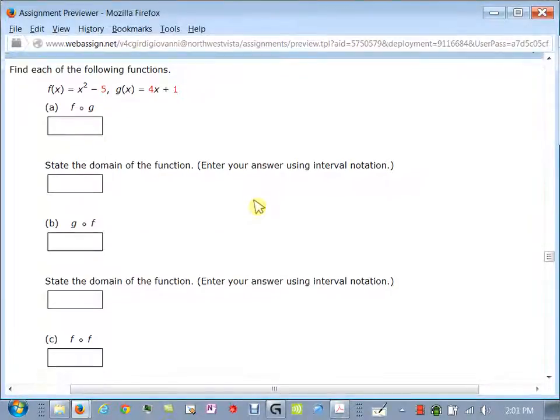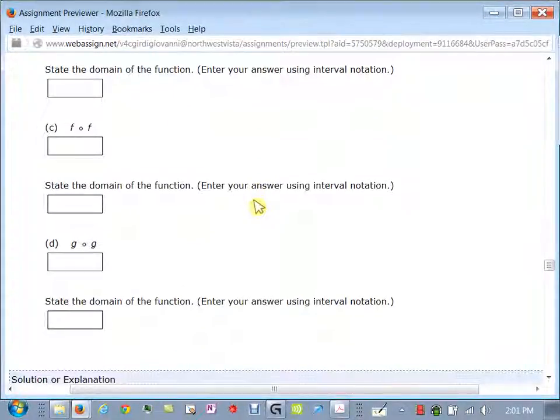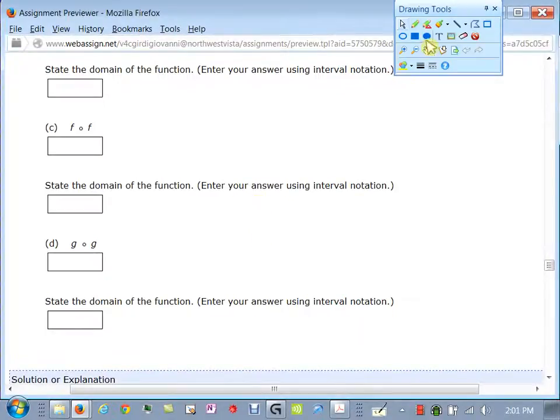Let's see what else we've got here. G of g. G of g, 4x plus 1. Okay, so that means I'm going to do g and inside g, which means g and inside that 4x plus 1. But that means I'm going to take 4 times 4x plus 1 and then plus 1, and then distribute through and collect like terms. Domain, again, all real numbers.